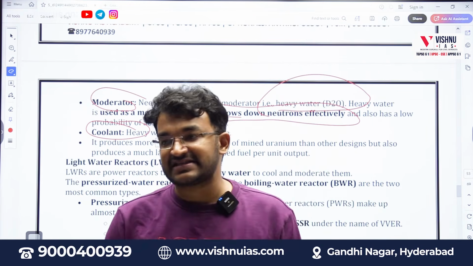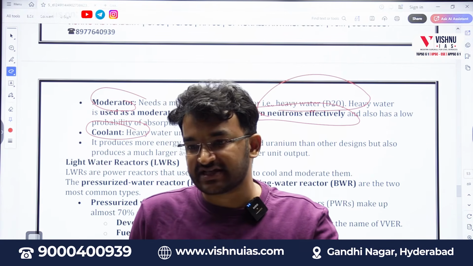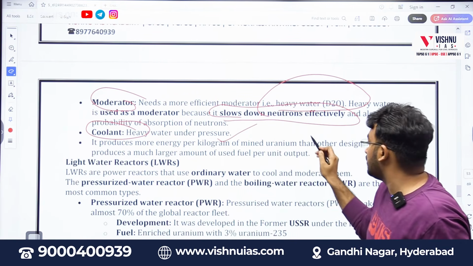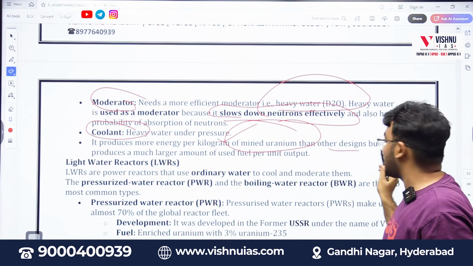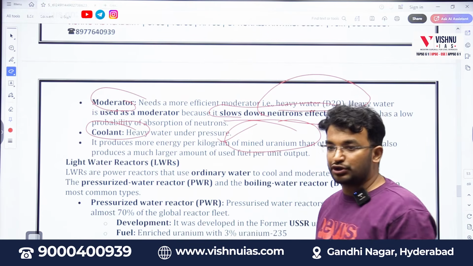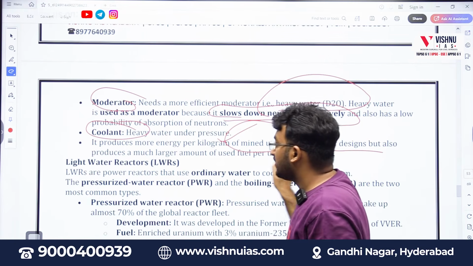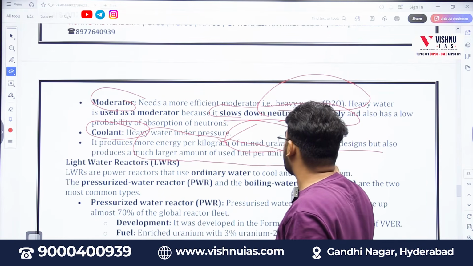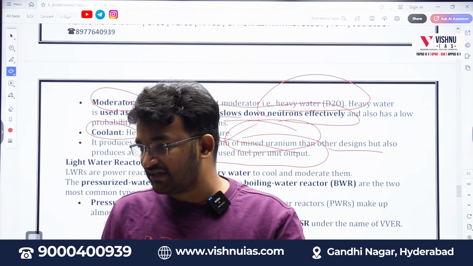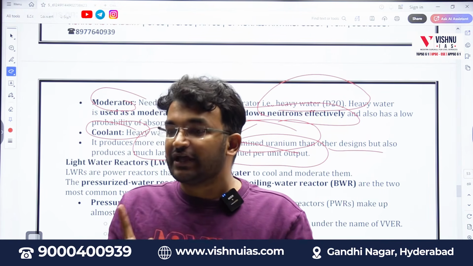Now the uniqueness of this, or to say somewhat problem with respect to this pressurized heavy water reactor, is that even though it produces more energy per kilogram of mined uranium than other nuclear reactors, మిగతా న్యూక్లియర్ రియాక్టర్స్తో పోలిస్తే it can produce more energy of mined uranium, but the problem is that it produces a much larger amount of used fuel per unit output. అంటే ఒక యూనిట్ ఆఫ్ ఎనర్జీని తయారు చేయడానికి చాలా ఫ్యూయల్ని ఇది యూస్ చేస్తుంది. I mean to say there will be a lot of wastage actually. ఎందుకు లాట్ ఆఫ్ వేస్టేజ్?